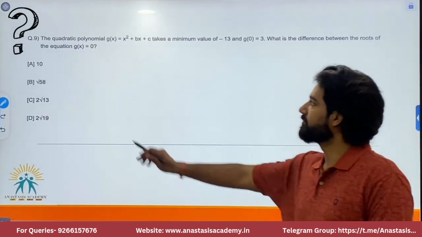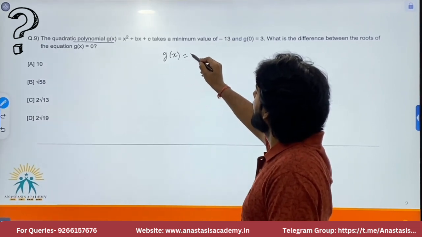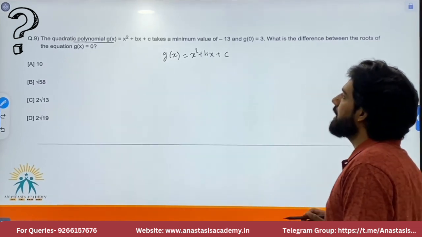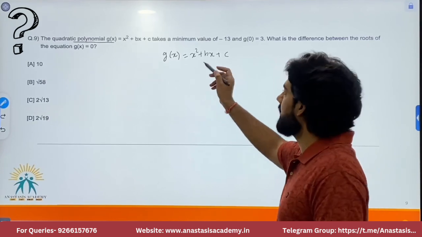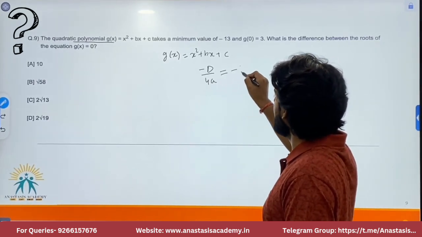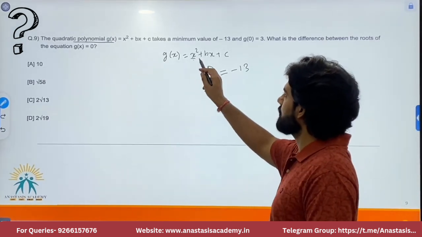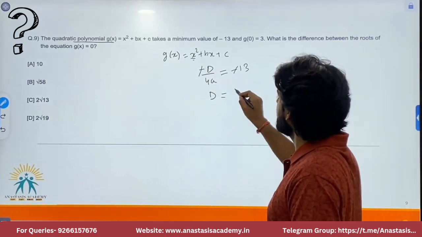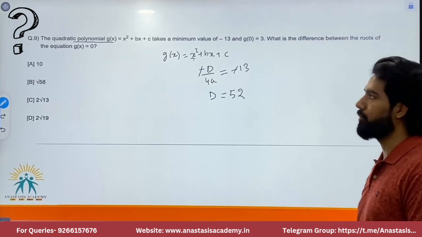Next, the quadratic polynomial g(x) is equal to x squared plus bx plus c. Its minimum is minus 13. So I know the minimum value of a quadratic expression is minus D by 4a. It is given as minus 13. I know the coefficient of x squared, that is a, is 1 in this case. So from here, D becomes how much? 52. So the discriminant for this polynomial is 52.